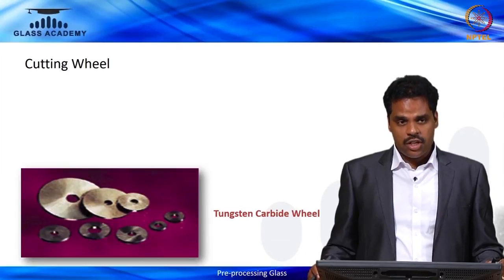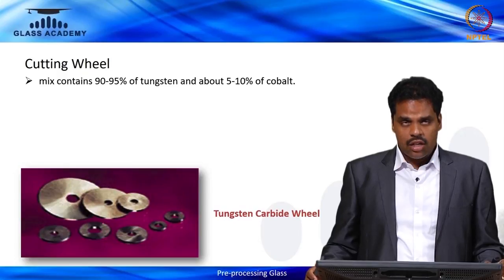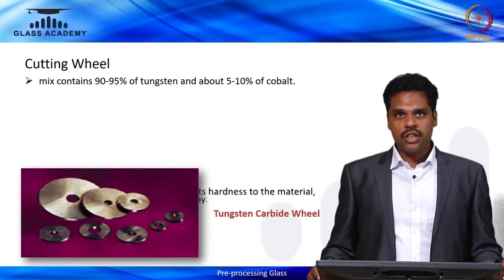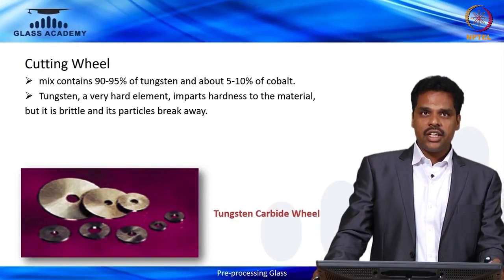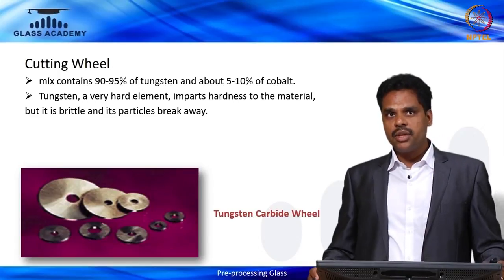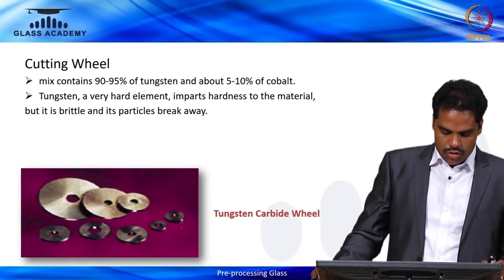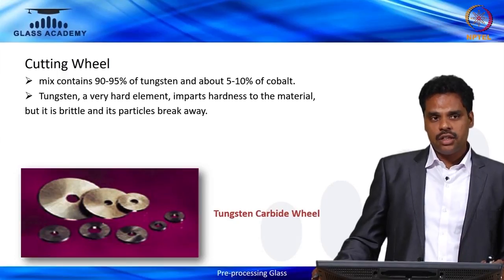The most commonly used wheel is the tungsten carbide wheel. The tungsten carbide wheel is nothing but 90% to 95% tungsten and 5% to 10% cobalt. You may know that tungsten is a very hard element that imparts hardness to the material, but it is brittle and its particles break away. Still, the most commonly used cutting wheel all over the world is the tungsten carbide wheel.